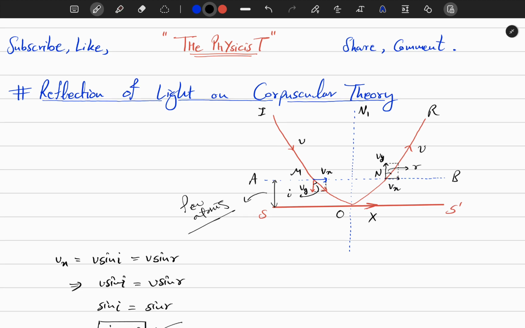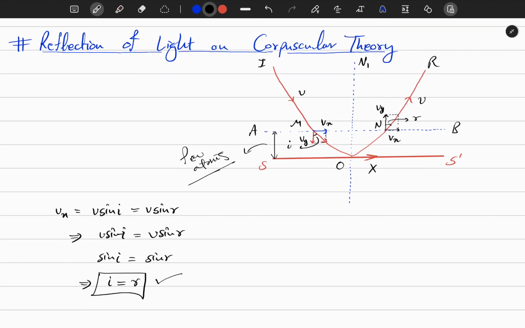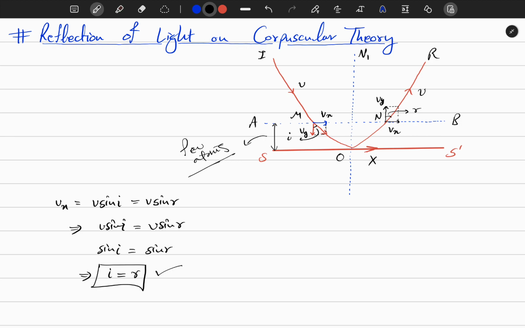And also see that the incident ray, the reflected ray, and the normal to the plane are in the same plane, okay, which is the second law of reflection. So that's about reflection of light based on the corpuscular theory. So that's how Newton, based upon his corpuscular theory, explained the reflection of light.